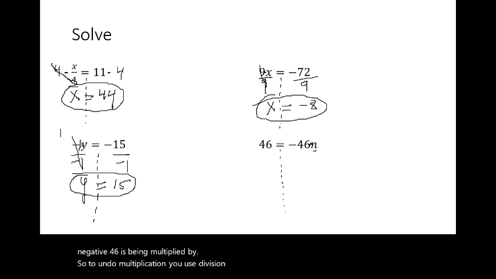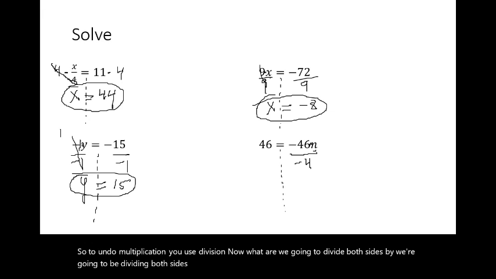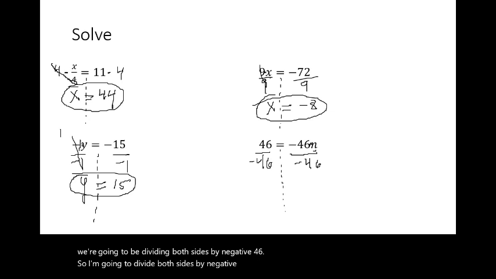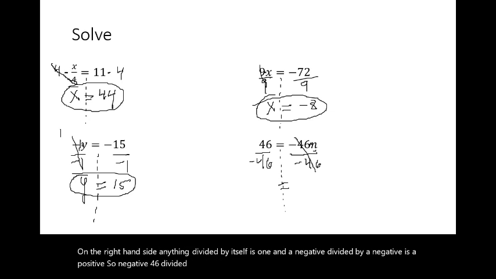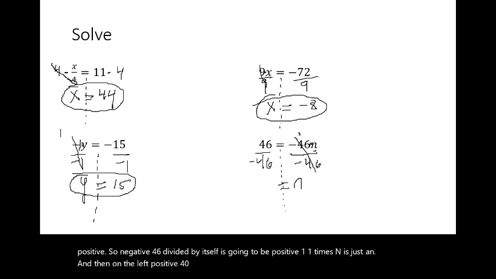Now what are we going to divide both sides by? We are going to be dividing both sides by negative 46. On the right-hand side, anything divided by itself is 1, and a negative divided by a negative is a positive. So negative 46 divided by itself is going to be positive 1. 1 times n is just n. And then on the left, positive 46 divided by negative 46 is negative 1. So n equals negative 1 is your final answer.